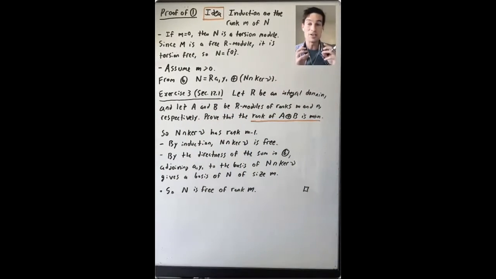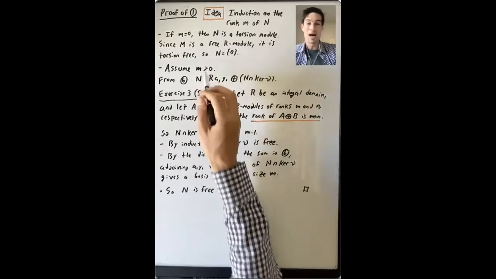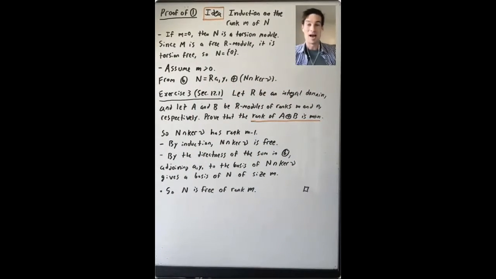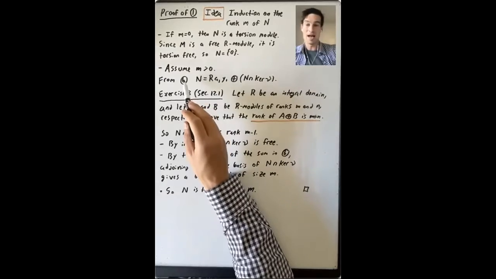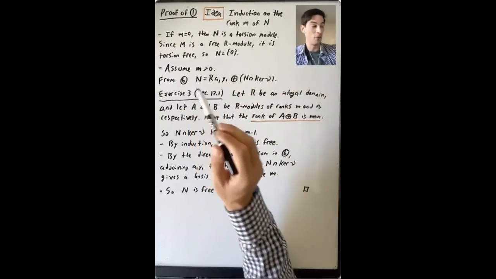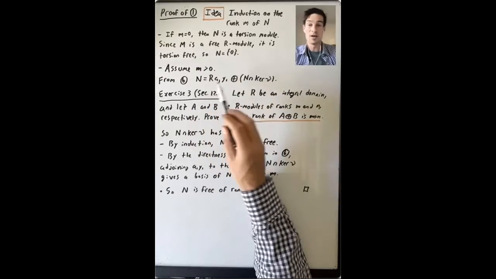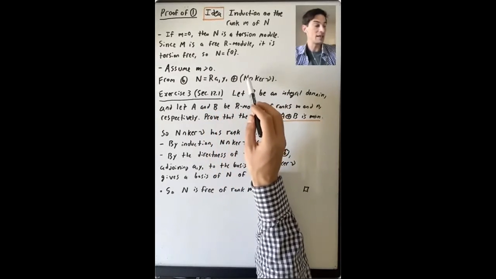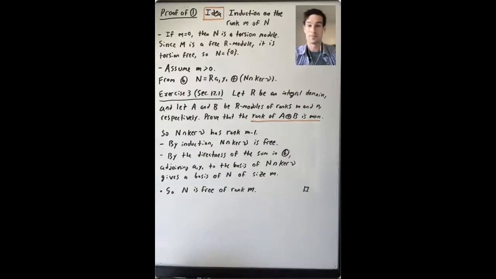So this is true. So we're going to assume m is greater than 0, and we're going to argue by induction, meaning we're going to suppose that statement 1 is true for all integers m minus 1 or less. So if you have a submodule of a free module of rank m minus 1 or less, it is free of rank m minus 1 or less. And now we're going to apply this decomposition that we get from statement B that we proved before, that N is a direct sum of R a1 y1 and N intersect the kernel of nu.